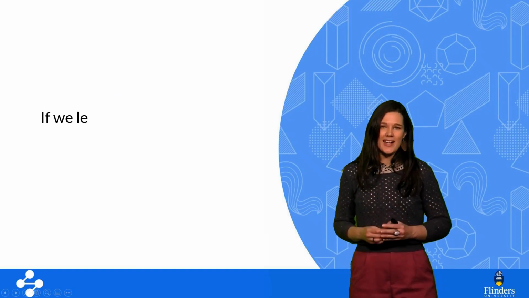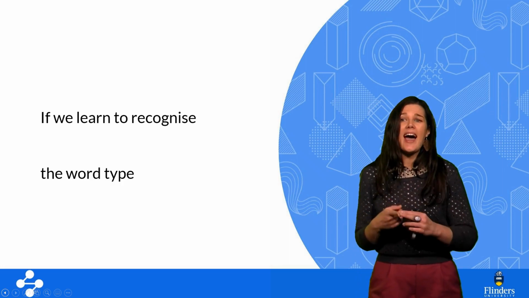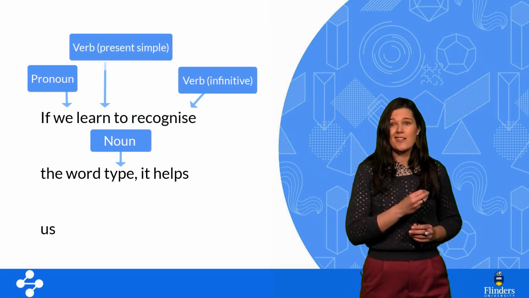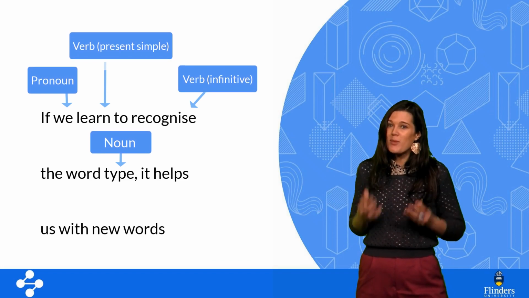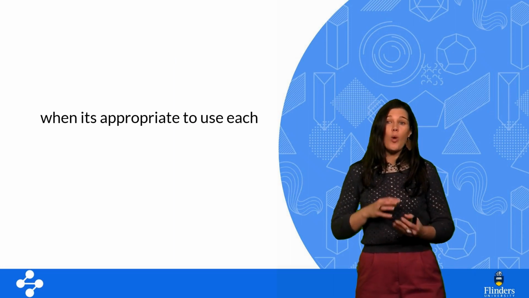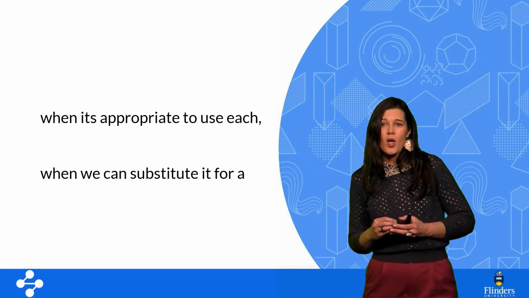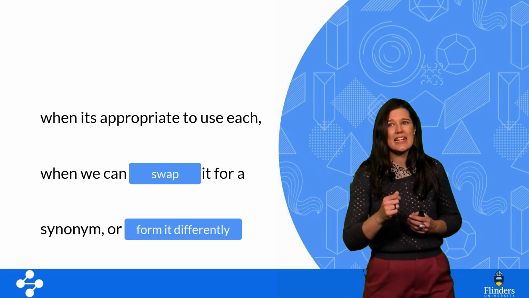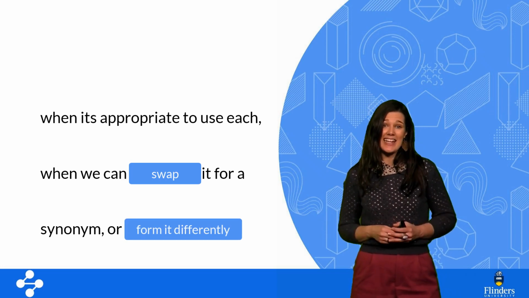So if we can learn to recognize the word type, whether it's a noun, a verb, or an adjective, it not only helps us with new words and to understand those that we're not familiar with, but we can also understand when it's appropriate to use each, when we can substitute it for a synonym, or when we can change its form. And this gives us far more flexibility in our writing, particularly in an academic context.